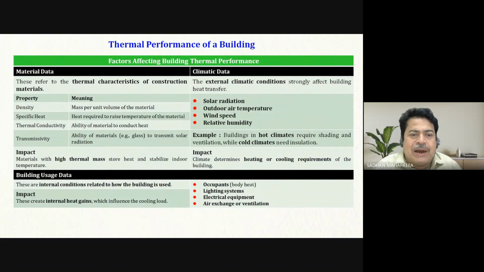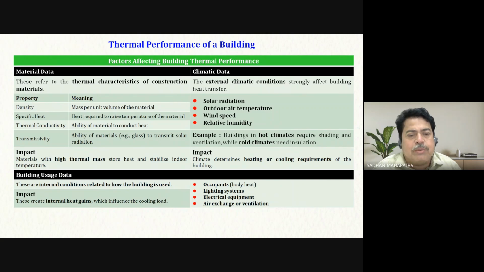Now, if you look at the material data, this refers to the thermal characteristics of the construction materials. Basically, properties like density, specific heat, thermal conductivity, and transmittivity. Thermal conductivity is the ability of the material to conduct heat. If the thermal conductivity is low, say if it is a wooden wall, wood has a very poor thermal conductivity, so the heat coming through will be relatively lower than if you have an aluminum wall, which has a very high thermal conductivity.